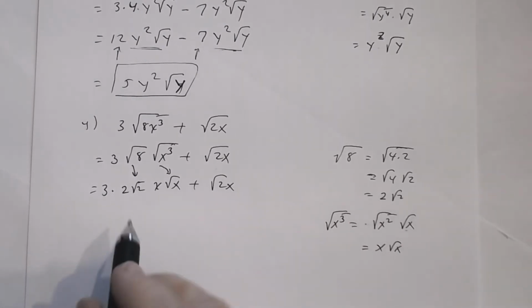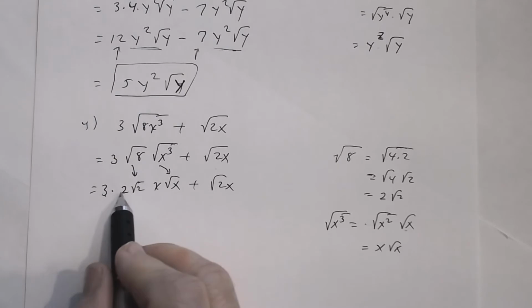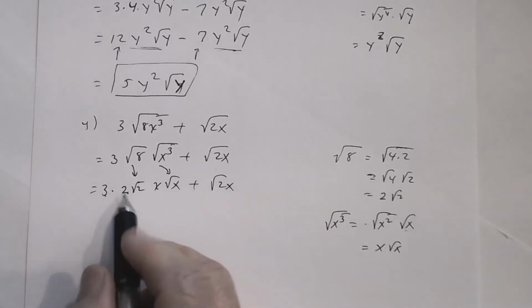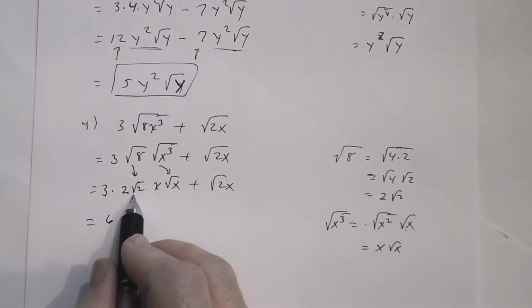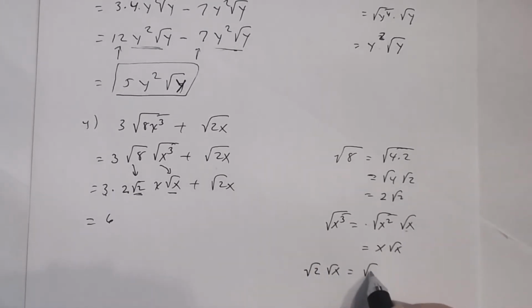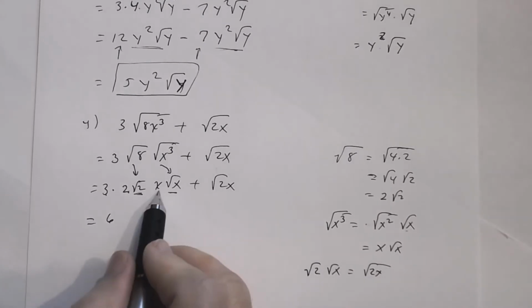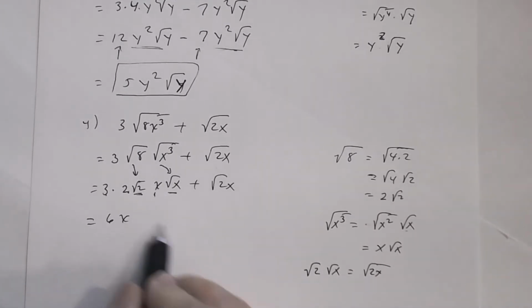Okay, now let's go ahead and rewrite this in a better way. So 3 times 2 is 6. Y'all agree? And then remember the square root of 2 times the square root of x. Think about that. Square root of 2 times the square root of x, using the product rule, since they have the same index, is the square root of 2x. But let's go ahead and put this x in front between the 6 and the square root of 2x.